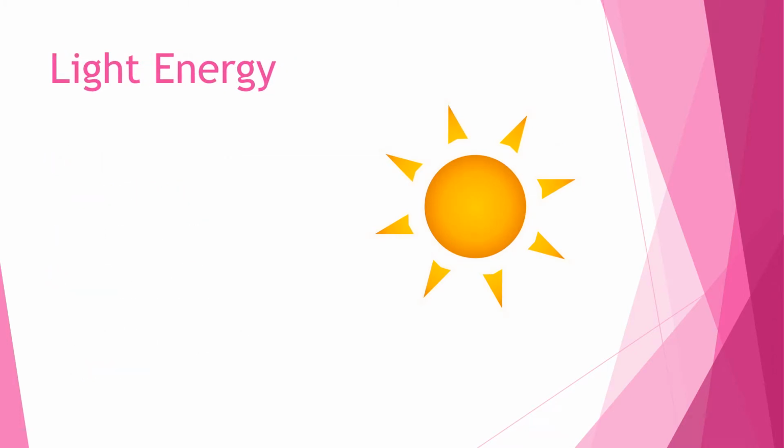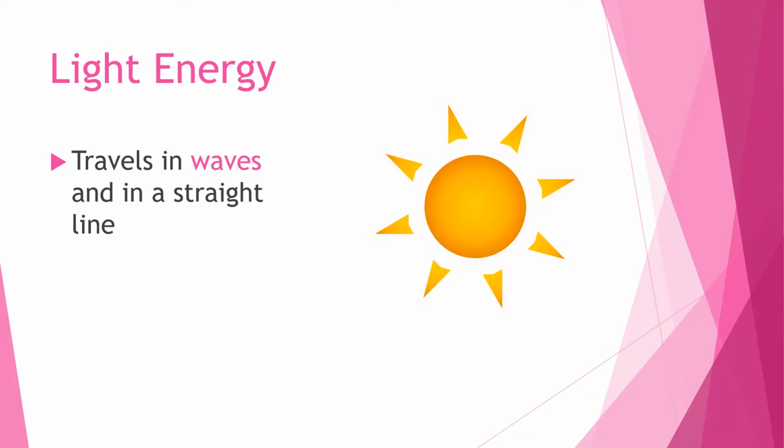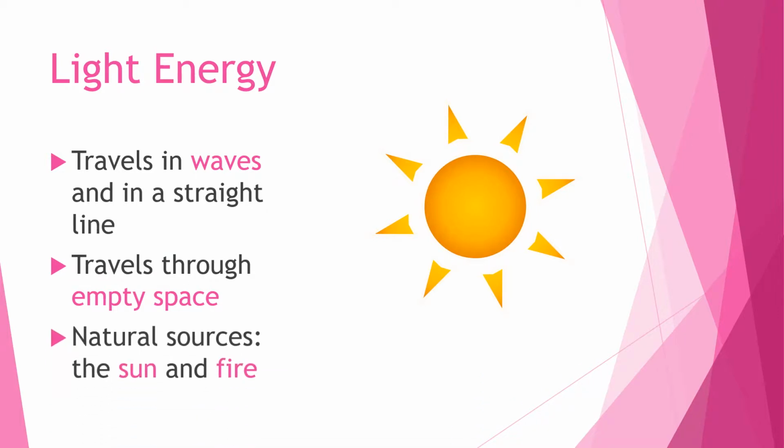Light energy. Light energy travels in waves as well and in a straight line. It can travel through empty space, unlike sound energy. And the natural sources that you probably think of are the sun and fire. But of course, we can produce light in other ways. And another word for light energy, or if we're particularly talking about the sun, the proper word would be solar energy.